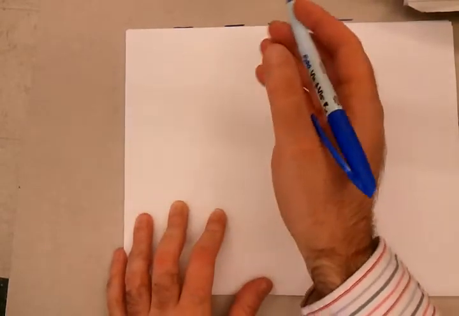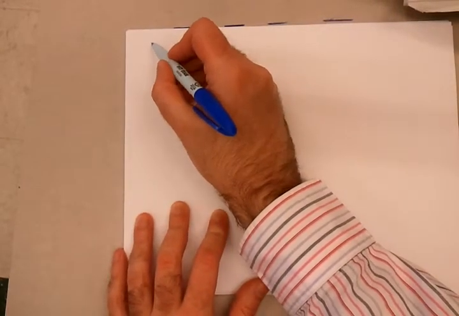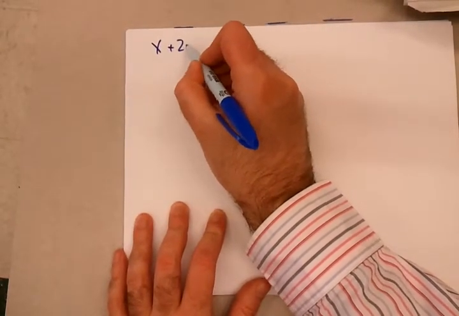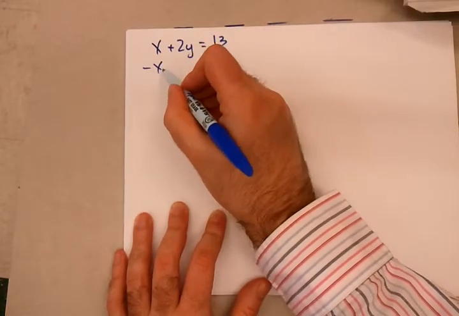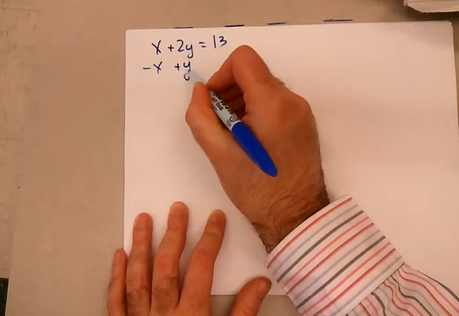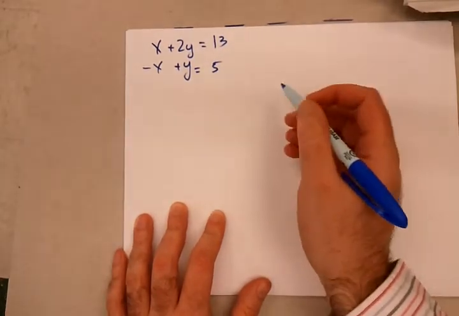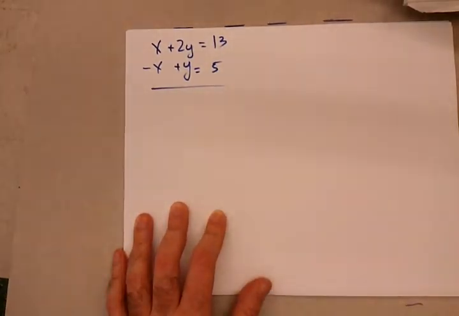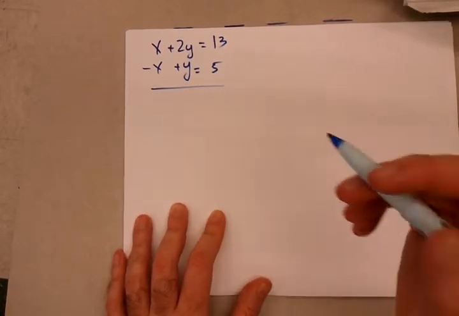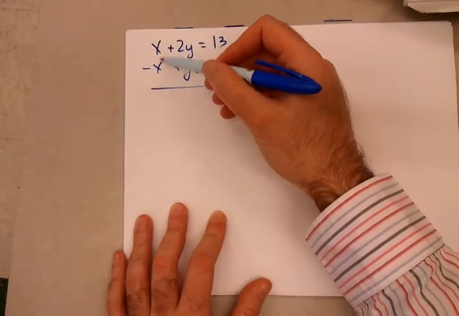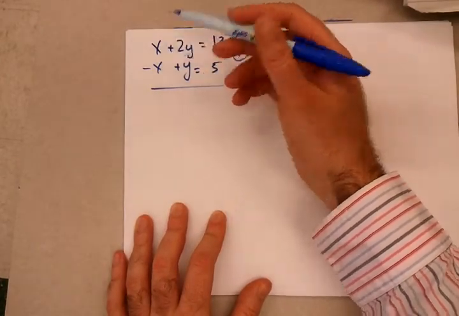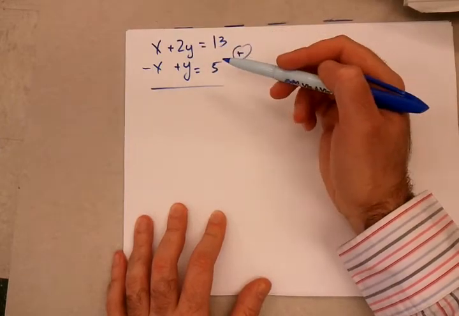In 7.3, if you remember, let me do a quick problem from 7.3. For example, this is number 3 from page 394. If you had x plus 2y equals 13, and then negative x plus y equals 5, this was a very simple problem for elimination. You would add the two equations together, because by adding you would eliminate the x. If you subtracted, none of the variables would eliminate.